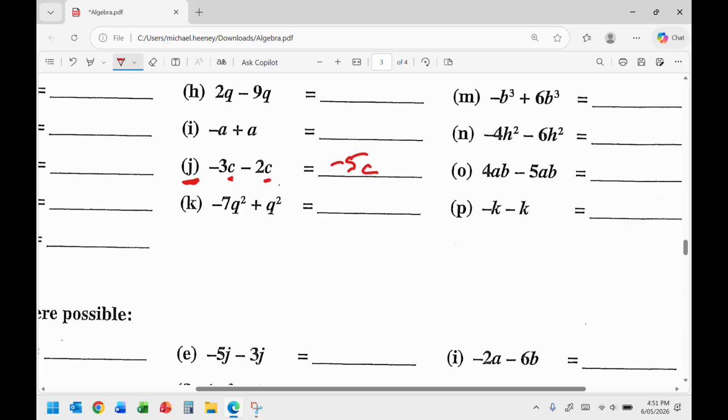The next one, Q squared is our term. We started with 7. No, we didn't. We started with minus 7, but we added one more. That's going to bring us back up a little bit to minus 6 of those Q squareds.